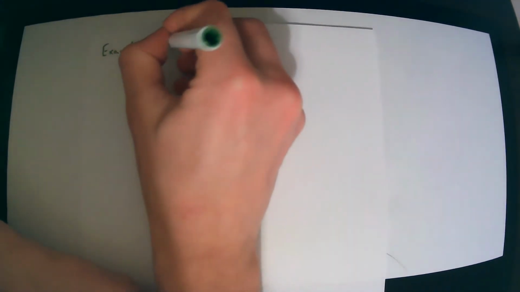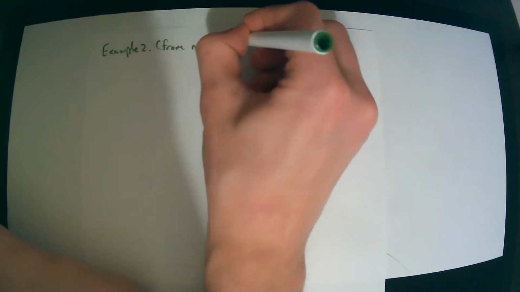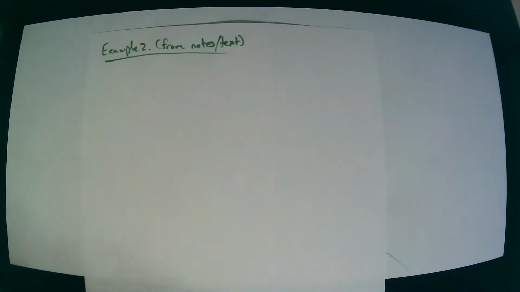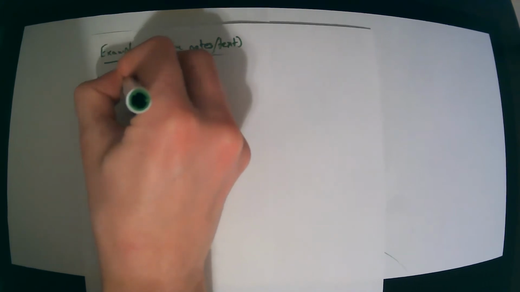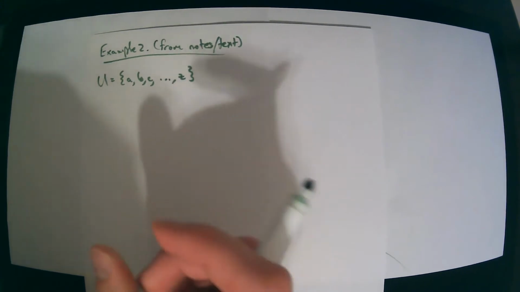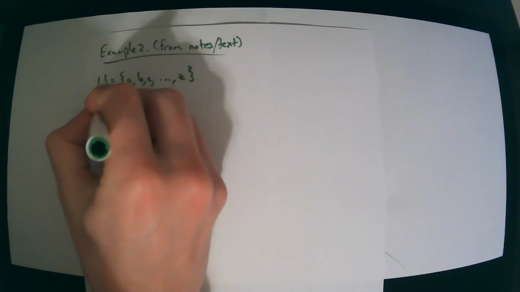Okay, let's keep going with example 2, which is from the notes or the text. So we've got a universal set that is the letters of the English alphabet. I'll just list it in roster notation and put the dot dot dot and then the Z. It implies that all the letters of the alphabet are there.